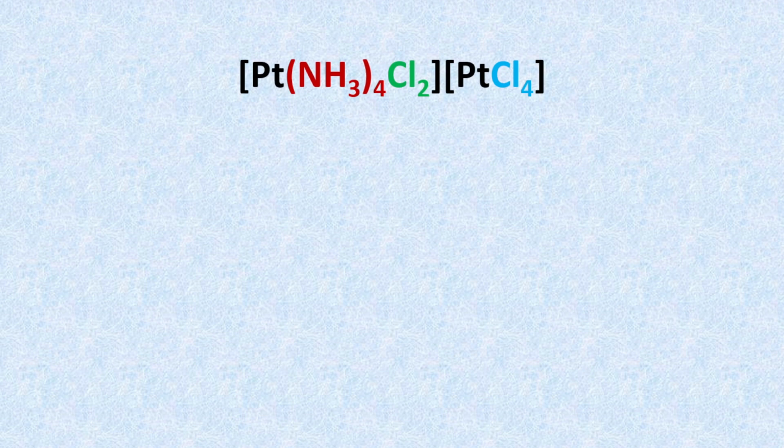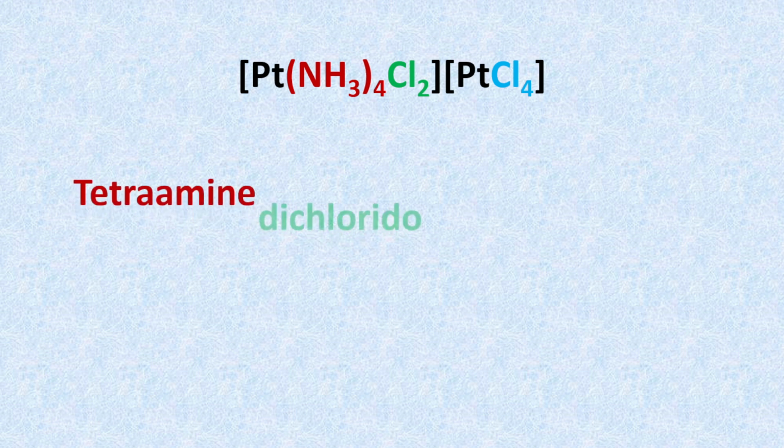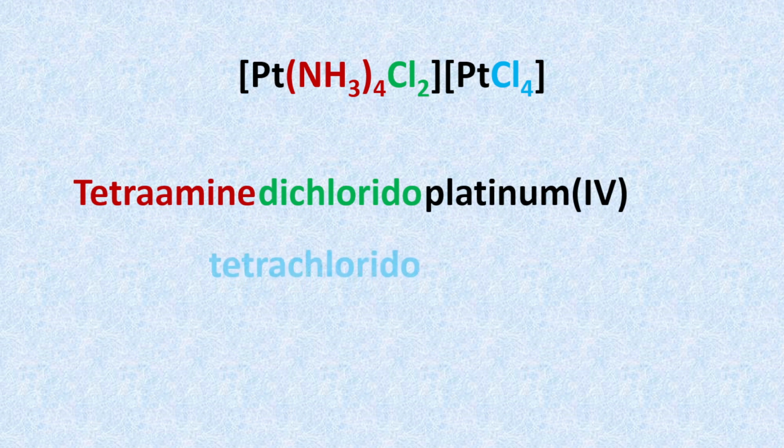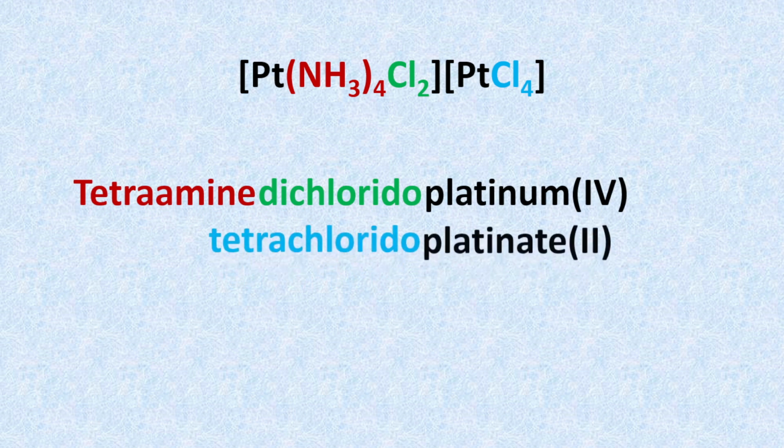Here both the coordination spheres consist of platinum as central metal. The platinum metal present in an anionic coordination sphere must have the lower +2 oxidation state, while the platinum metal present in a cationic coordination sphere has a higher +4 oxidation state. Thus its IUPAC name is tetraamine dichlorido platinum 4 tetrachlorido platinate 2.